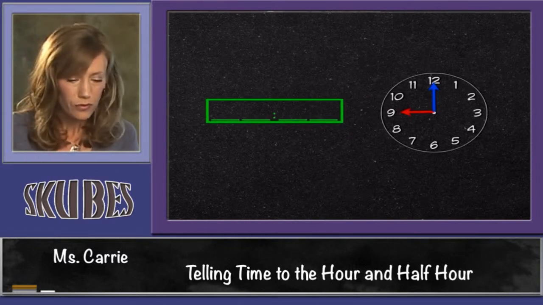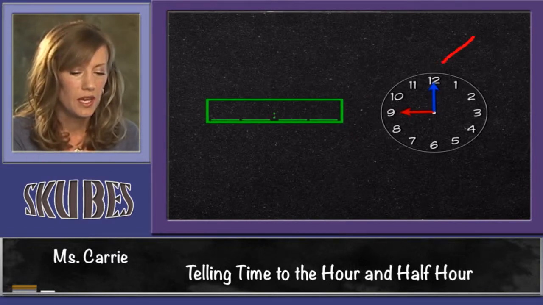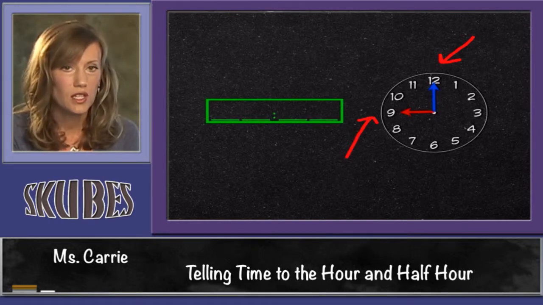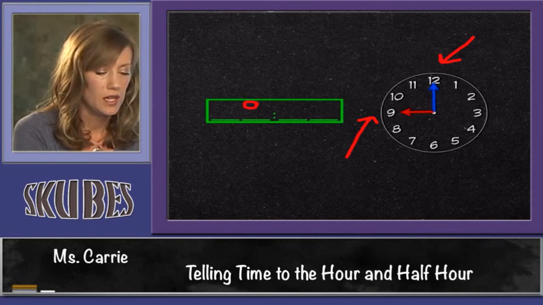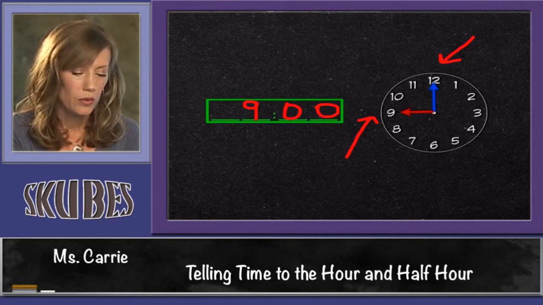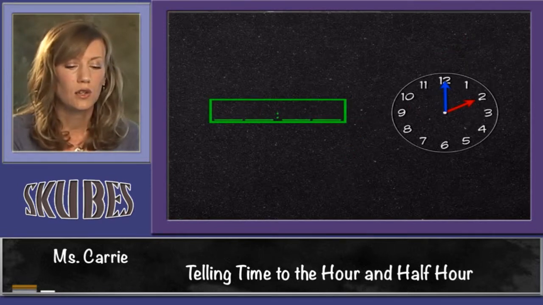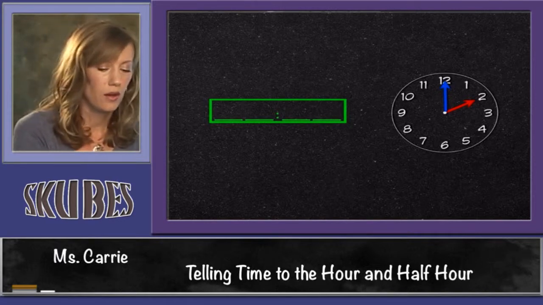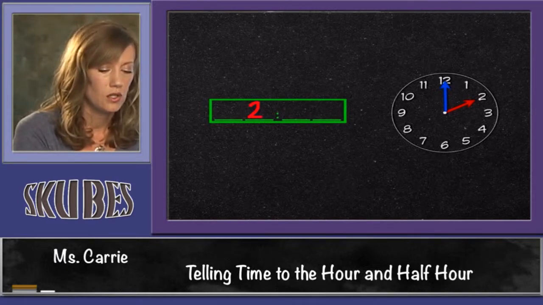Let's look at some examples of clocks and see if we can figure out what time they say. Right here, we see the big hand pointing to the 12, and the little hand pointing to the 9, so that would be 9 o'clock. When we look at this clock, we see the little hand pointing to the 2 and the big minute hand pointing to the 12, so that would be 2 o'clock.